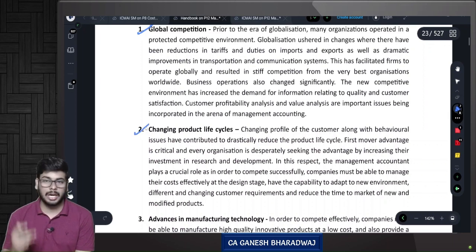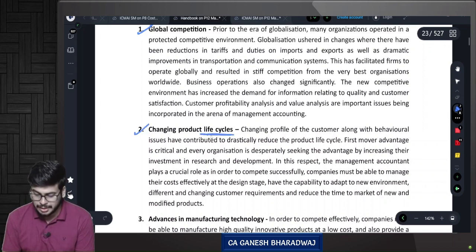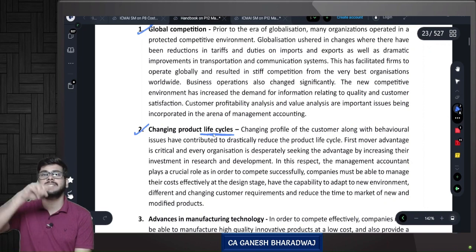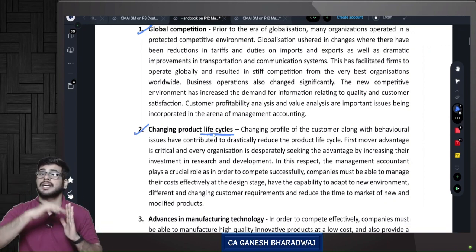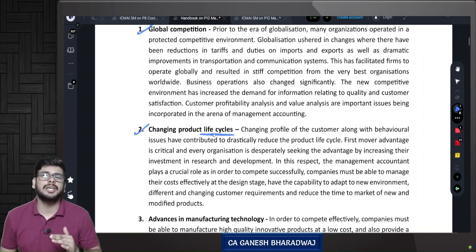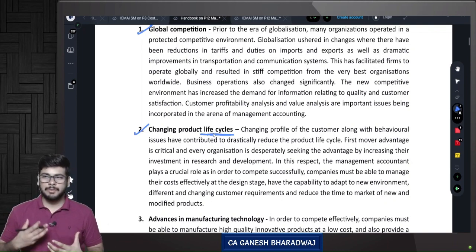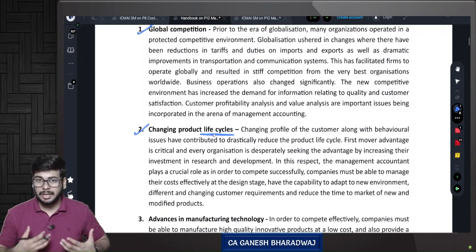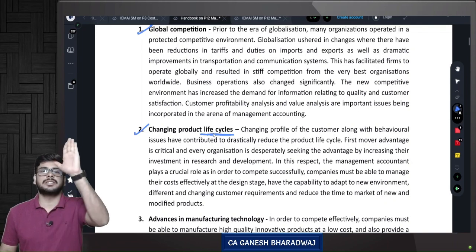Changes in product life cycle. What do you mean by a product life cycle? Every product has a period, it has a tenure, it has a life cycle. Initially it will be in the introduction stage, struggling to enter. That is, it will be in the beginning stage, then it enters into the growth stage.